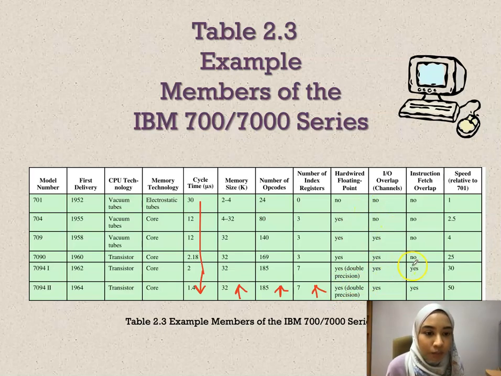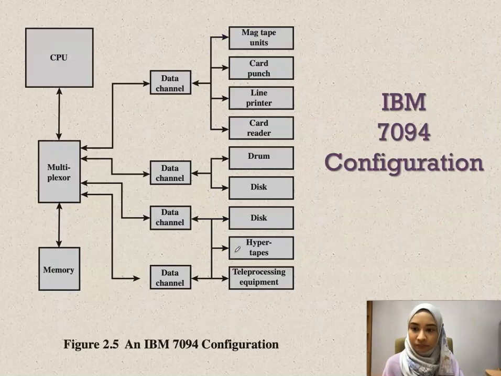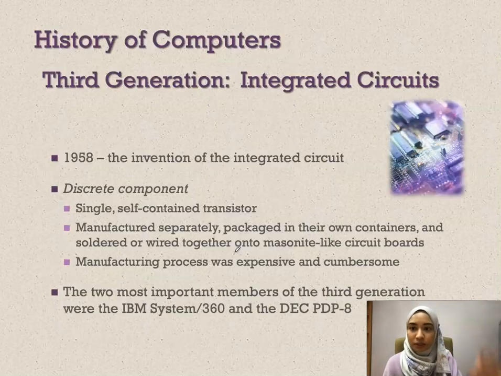And then what is important here? I think we are good. Moving on. So this is the 7094 configuration. Let's not talk about this one yet.